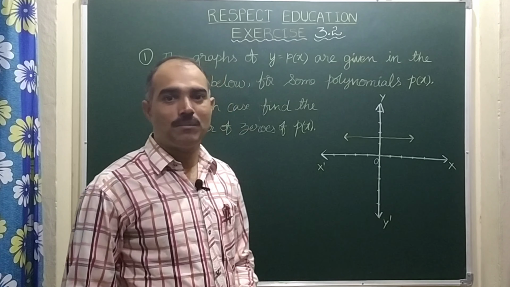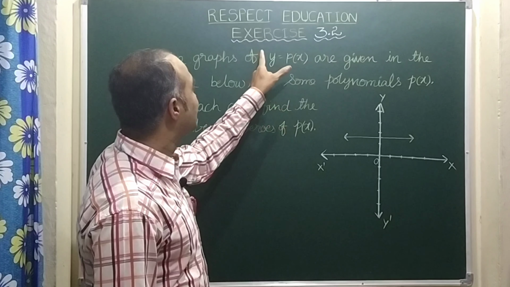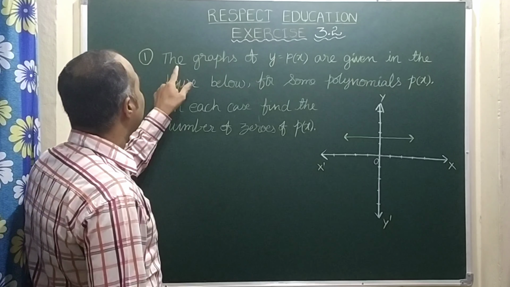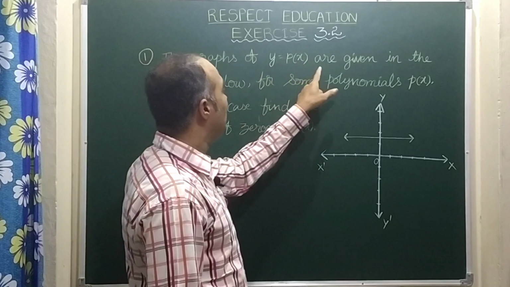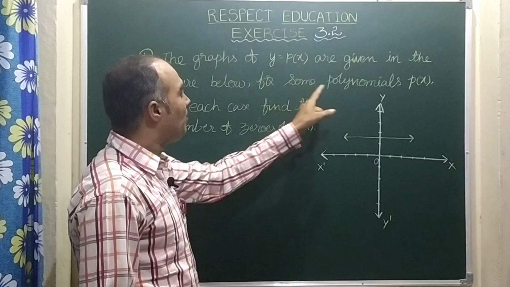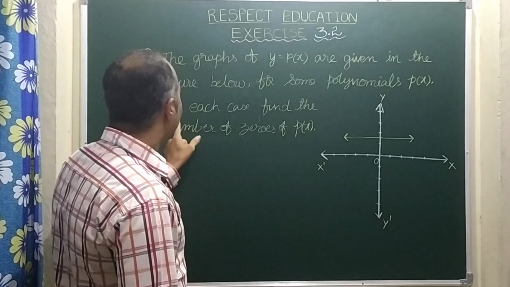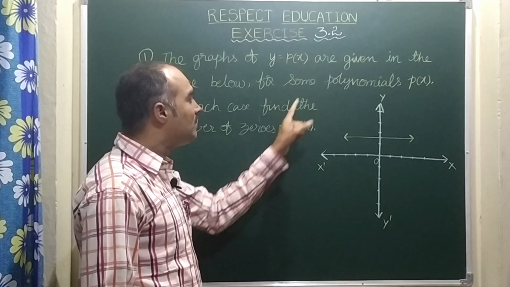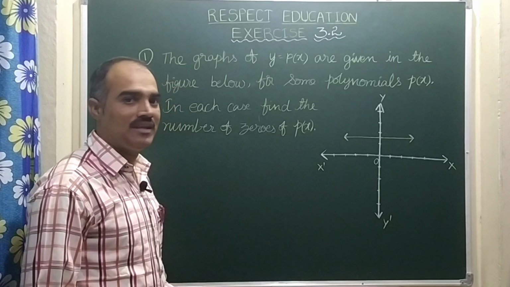Now we see chapter 3 polynomials, exercise 3.2. Let us see the first question. The graphs of y equal to p of x are given in the figure below for some polynomials p of x. In each case, find the number of zeros of the given polynomial p of x.